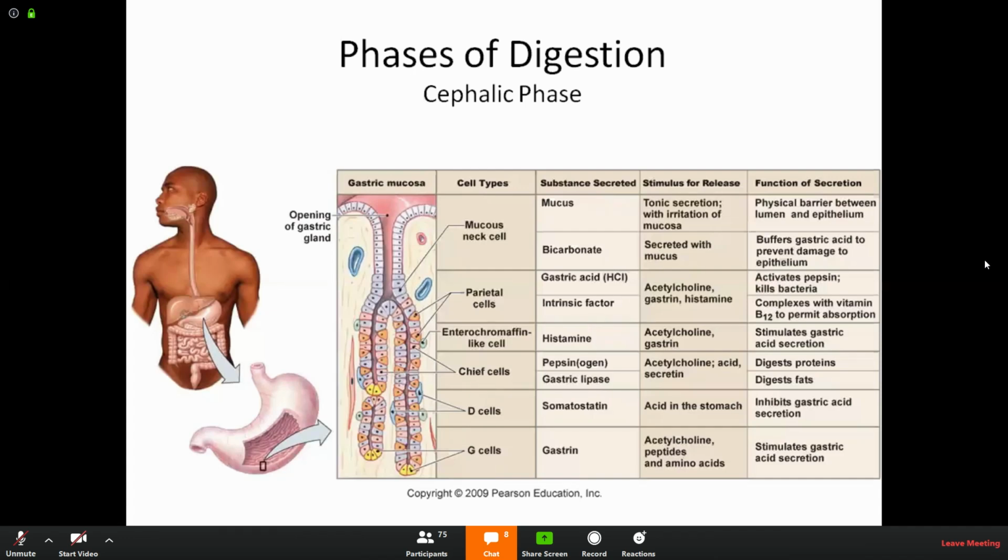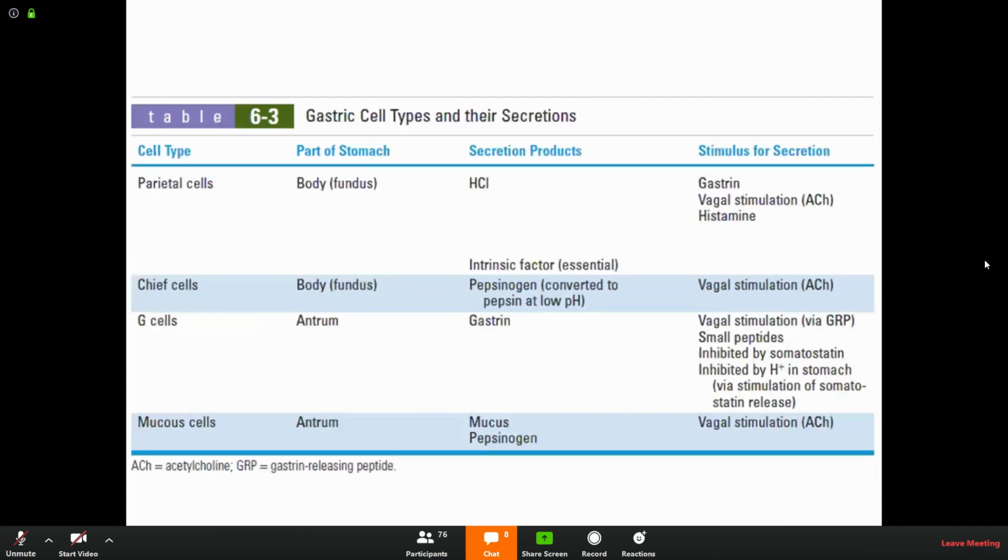If there is more acid, then it inhibits the gastric juice secretion. And there are G cells, gastrin cells. G cells also stimulate the gastric secretion. They also stimulate the parietal cells to cause secretion. The parietal cells are present in the body. Chief cells are present in the body. G cells, or the gastrin cells, are present in the antrum, and mucus cells are present in the antrum.